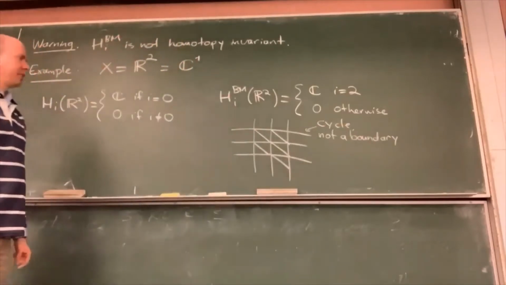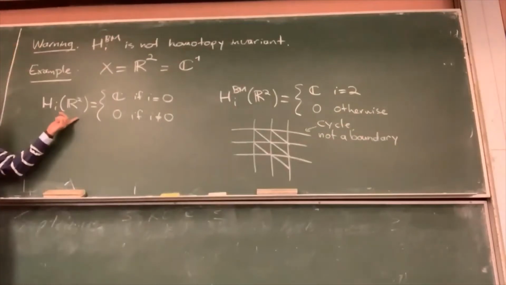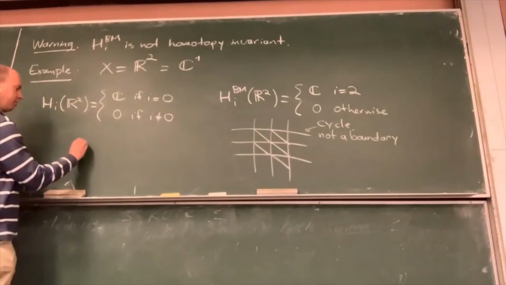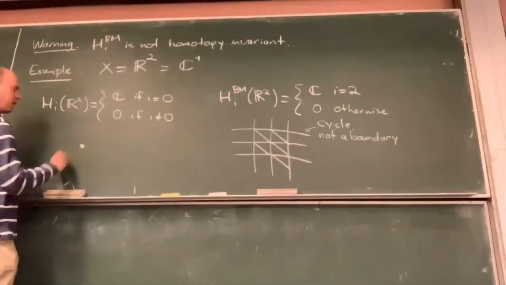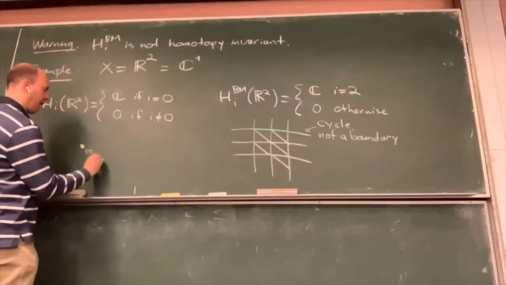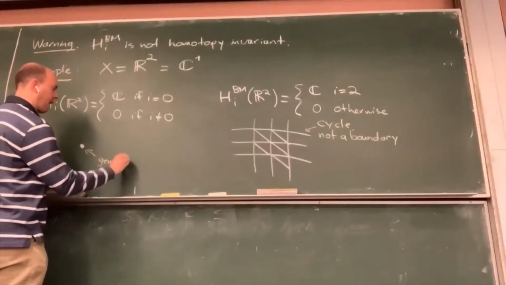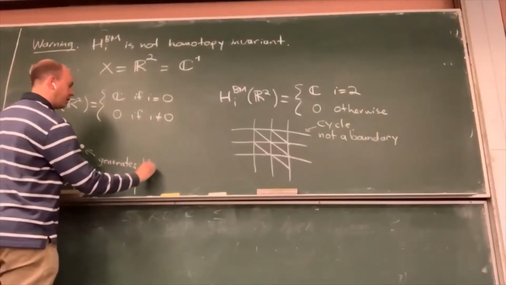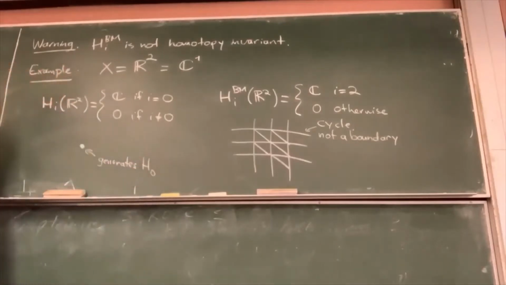And if you think about what generates the non-zero ordinary H0 here, you could just take the class of a point. So this generates H0 because its boundary is 0 by definition, and it's not the boundary of anything because, well, it's a single point.